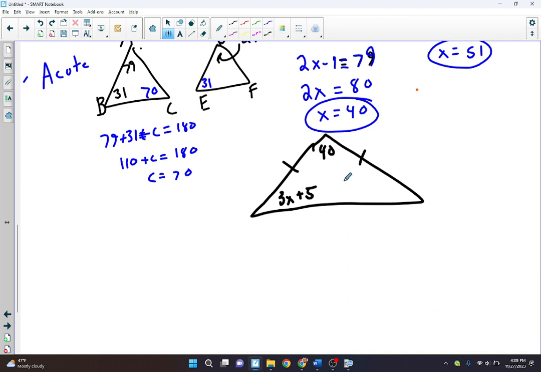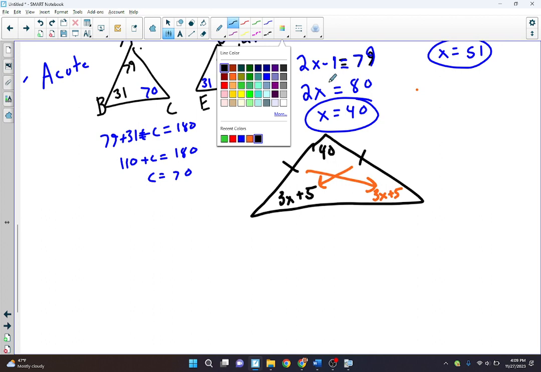Good. So let me explain it so everyone understands. The opposite side should match the opposite angle. Remember, when I say opposite, that means imagine you're standing in a corner. The opposite wall is the one across from you. So this is opposite, and this is opposite. So if this is 3x plus 5, this is also 3x plus 5.